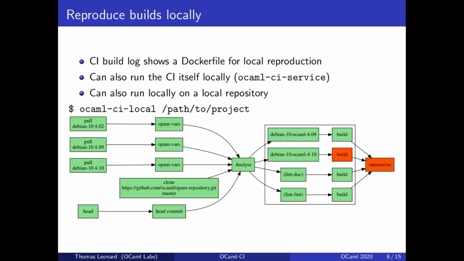So we also provide an easier way, which is the OPam-CI local command. You just give it the path of a local git clone, and it will run the CI just on the head commit of that repository. And when you do that, it will provide you with a little web interface, and here is a screenshot I took from that, showing the pipeline that it runs.